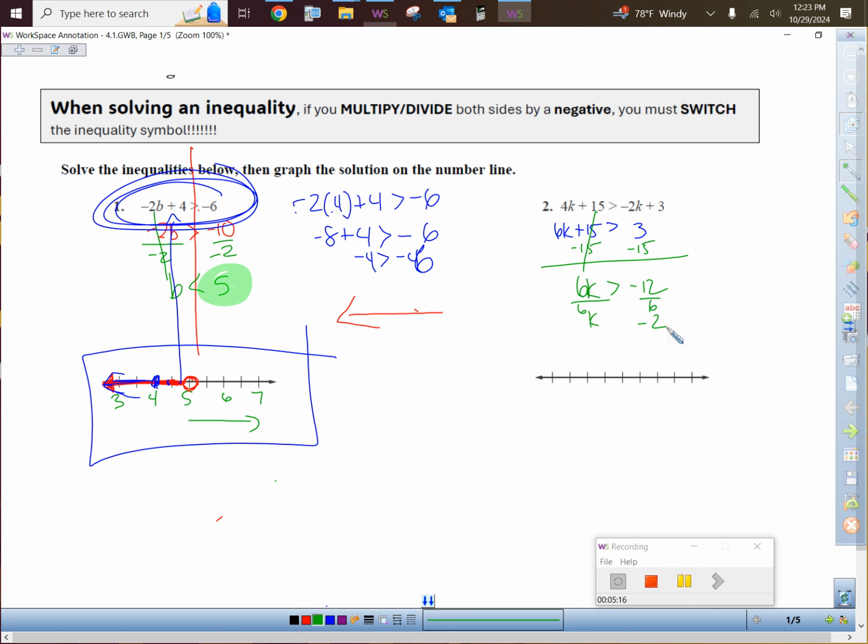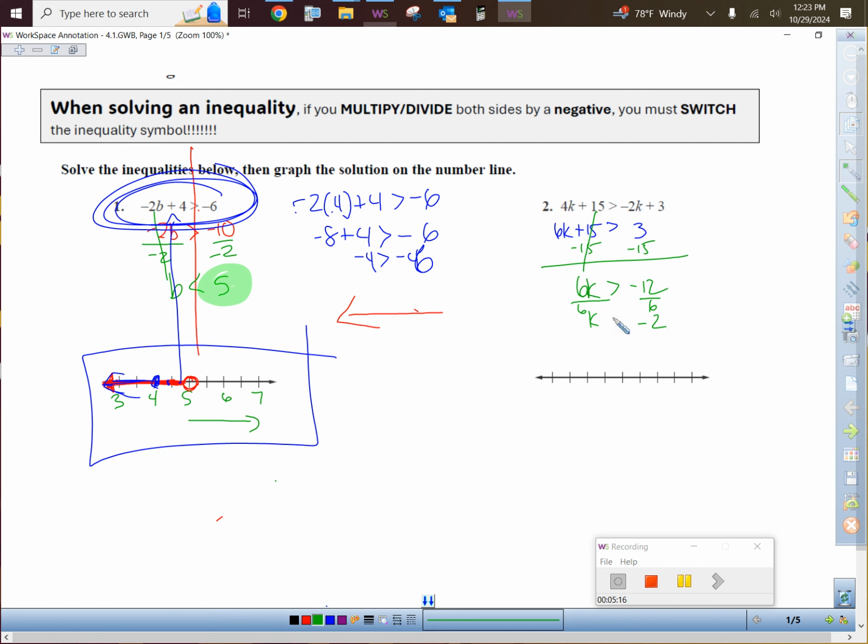Should the symbol switch? The symbol only switches if you multiply or divide both sides by a negative. What did we do to both sides? We divided by positive 6. So should the symbol switch? Nope.